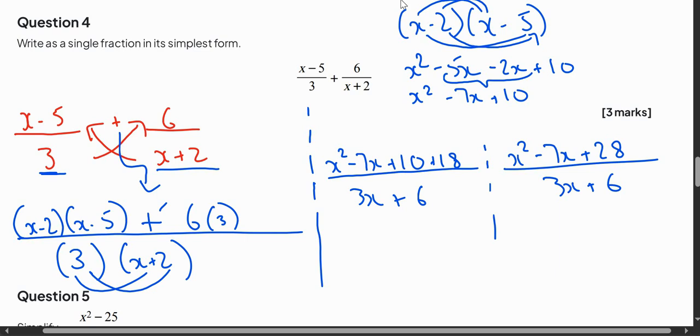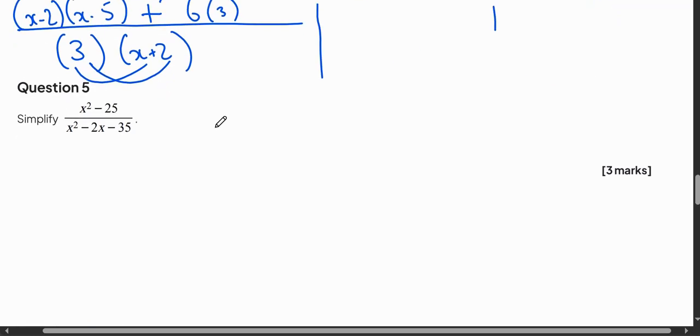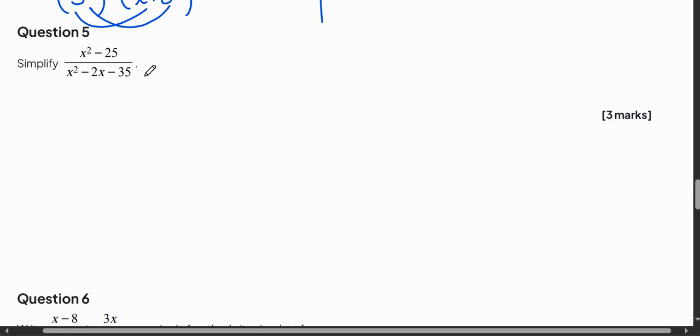Okay. Now next question. Now this is the type of question that comes in your IGCSE exam. The best way to do it is to solve it step by step. First solve this part, x square minus 25. Look, this is the same identity as a square minus b square.